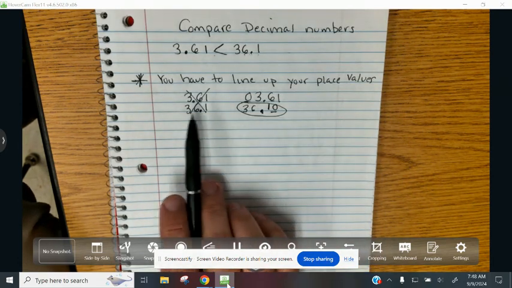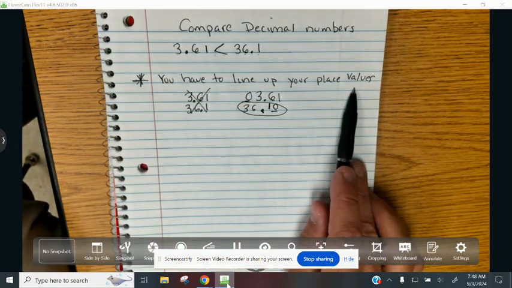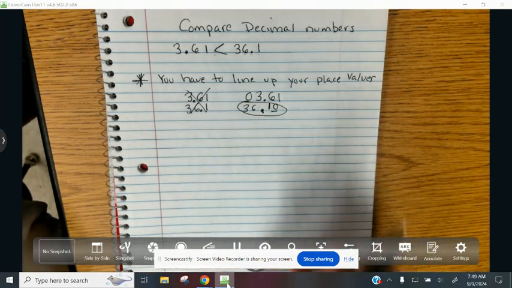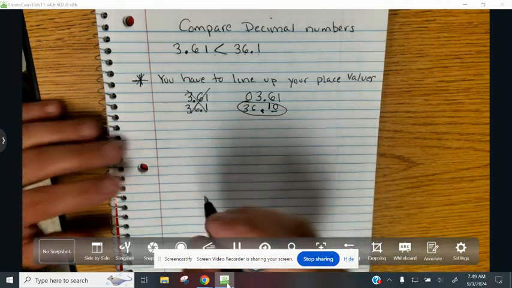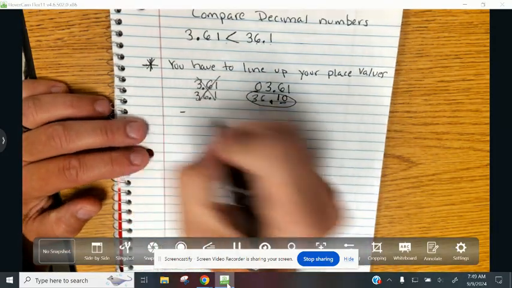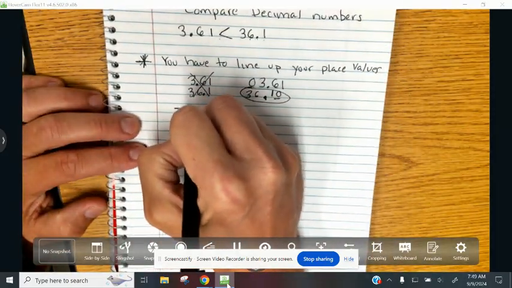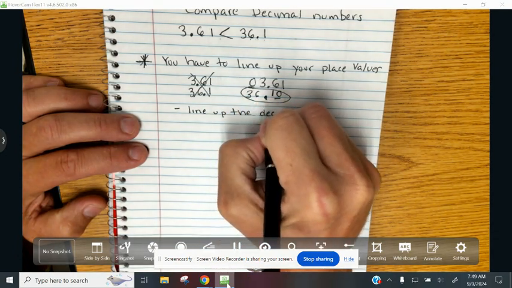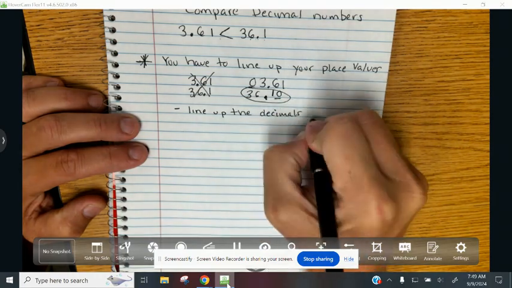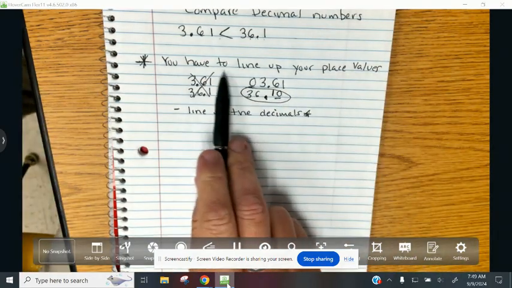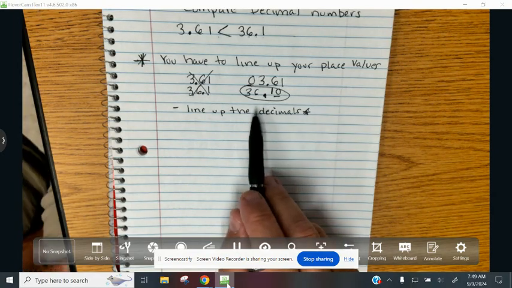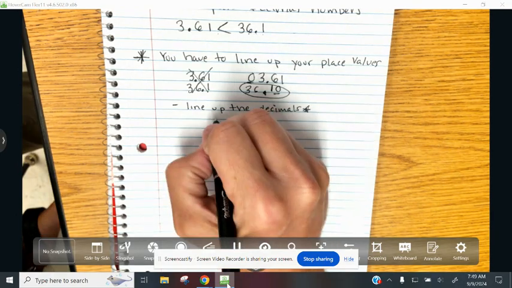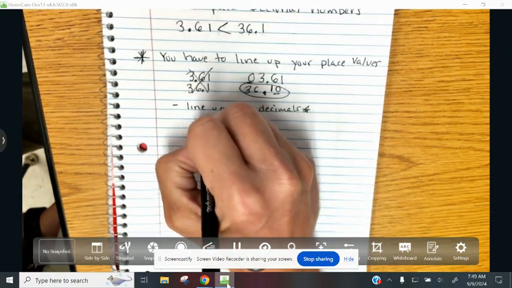Okay? But to really understand how to do it, the first thing you need to do is line up the place values. Okay? Once we get the place values lined up, not the digits, line up the place values. So I'm going to give you a couple hints and tricks to do this. Okay? Line up the decimals. That's going to be another big key. That's the same thing as lining up the place values, but it's kind of how, like I said, when I did it up here, I'm going to put the decimals down first.